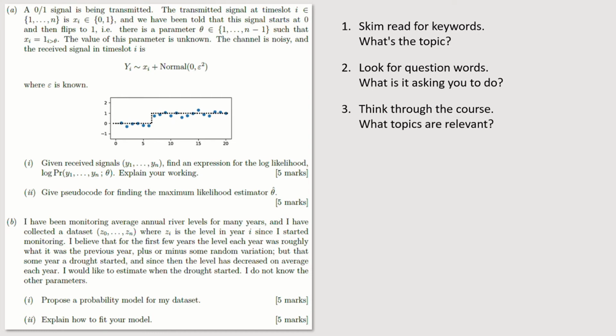Part B looks a bit intimidating. There's lots of words here, lots of rambling text about river levels and droughts and so on, and so the usual trick of looking for keywords and identifying the relevant section of the notes doesn't work. This question, propose a probability model, looks completely open-ended and quite scary.